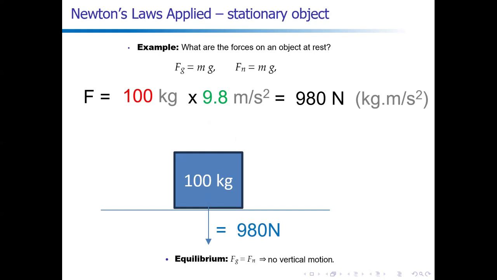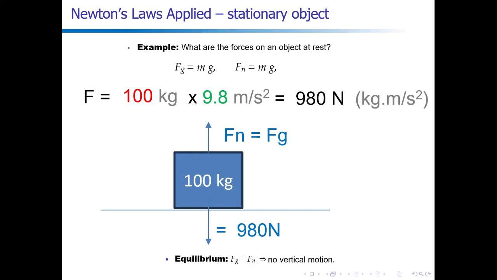Now, if there was no upward force to balance that downward pull, the object would fall through the floor, but it doesn't, which means that there must be an equal and opposite force pushing upwards. As we have learned, this is called the normal force. So at rest, the normal force equals the gravitational force. And in this case, that is 980 newtons, as we've just calculated.